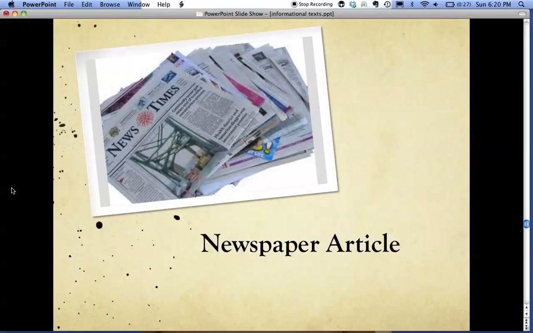So on your tree map, the very first branch should be newspaper article, then you have the purpose, and then you have the audience who is interested in this text.